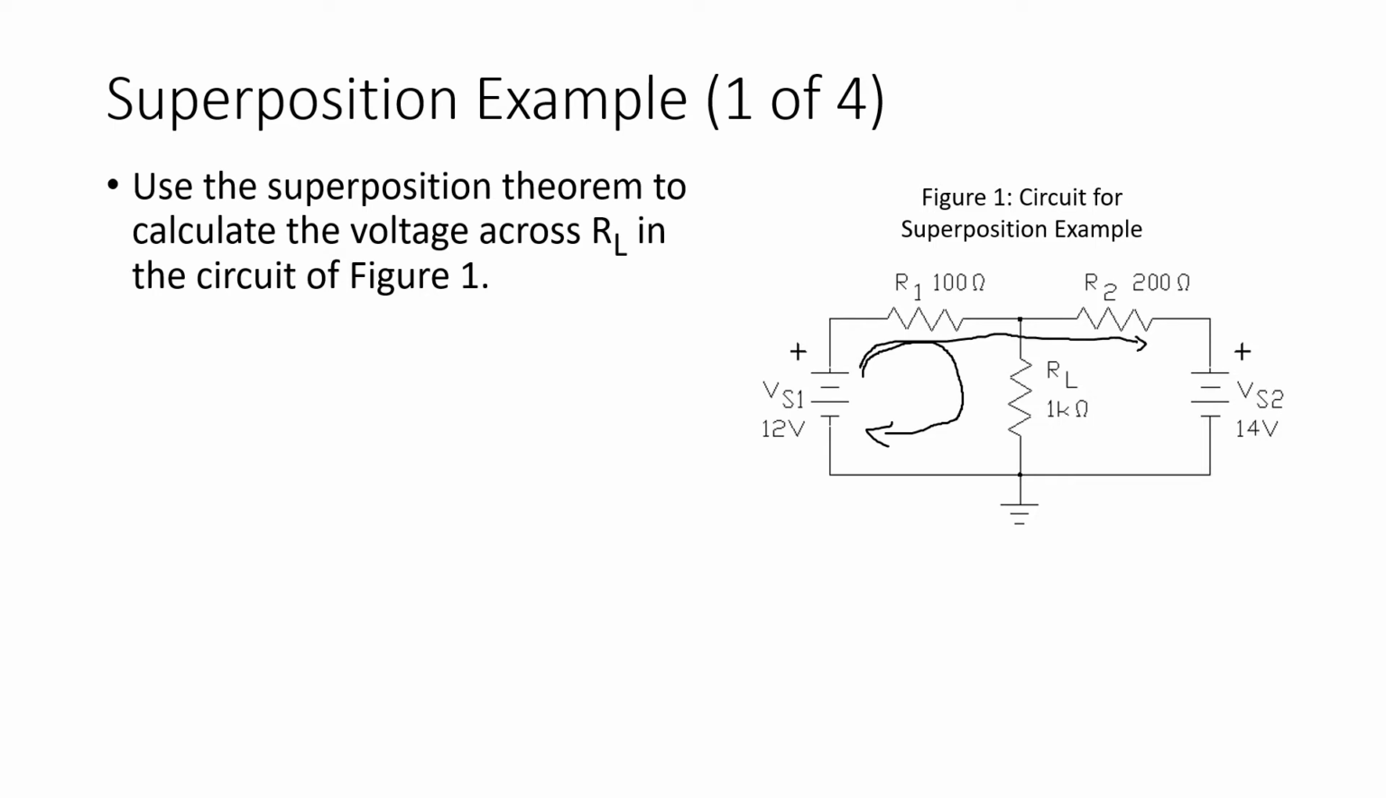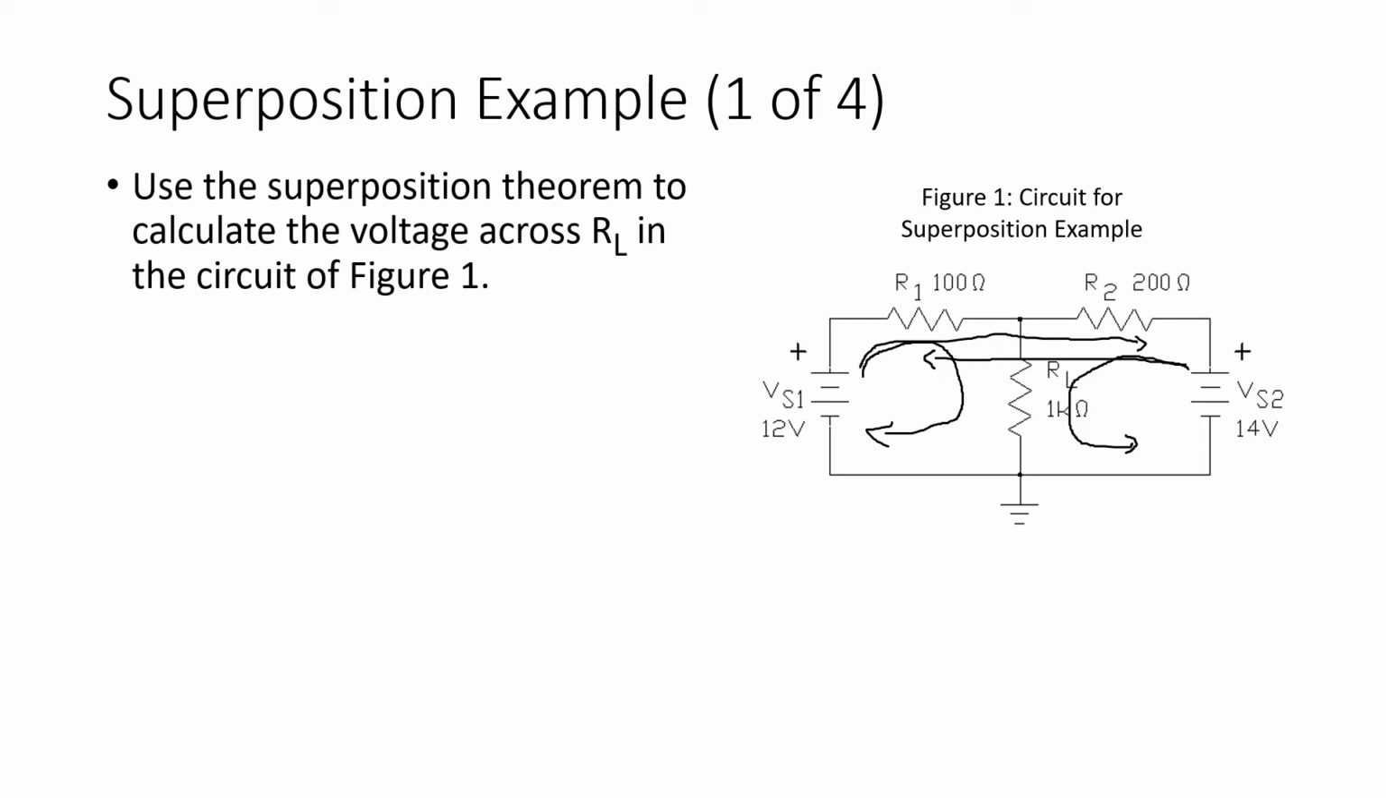And VS2 is going to supply some current. And this current can go this way. And of course, some of the current can go back in this direction. So because we've got two currents flowing through RL, we've got two currents flowing through R1, potentially two currents flowing through R2, we really don't know the direction of current ultimately through R1 and R2.